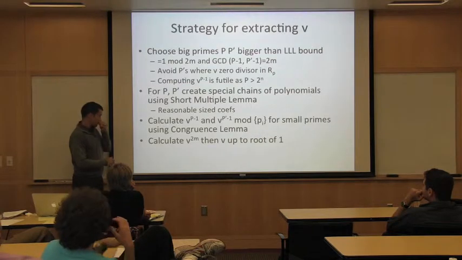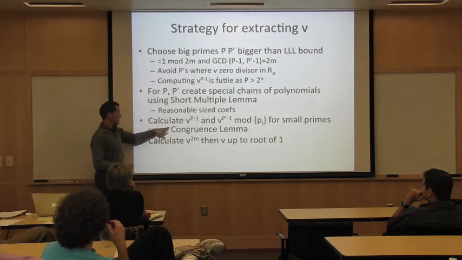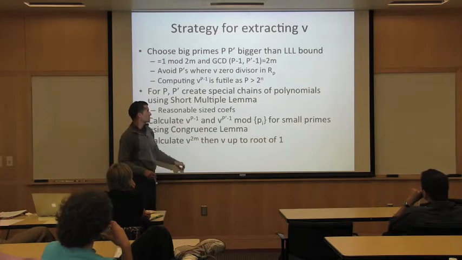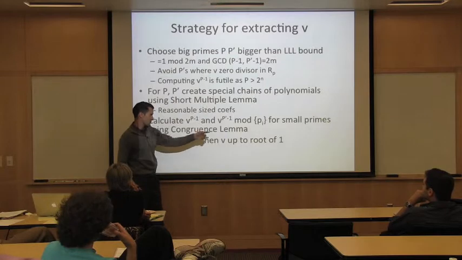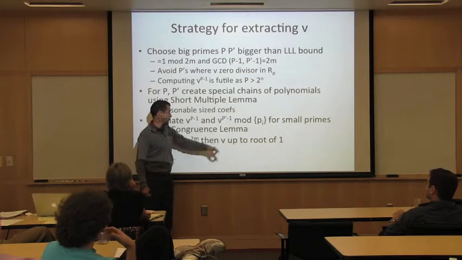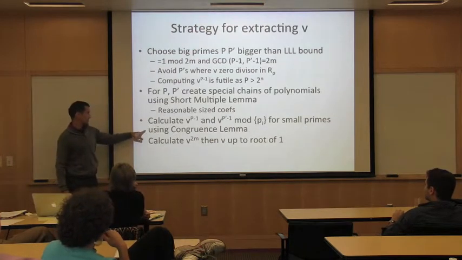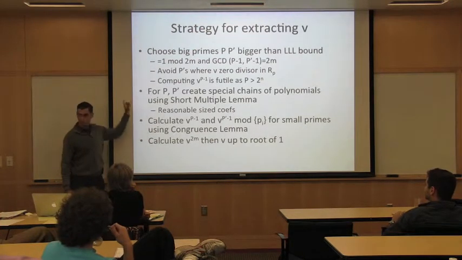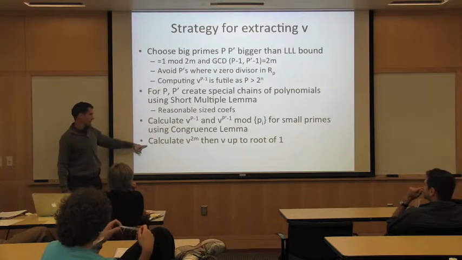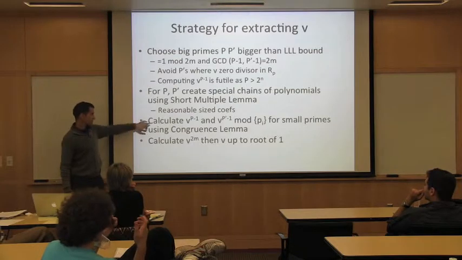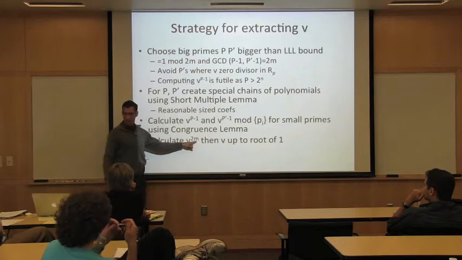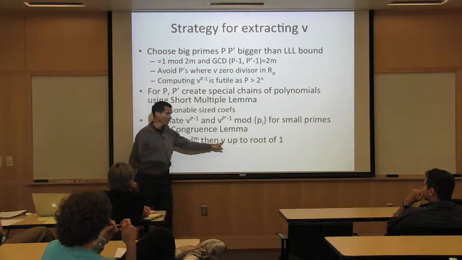Then I'm going to show you how you actually get v to the p minus 1 modulo any small prime you want, if you put a couple of conditions on it, and v to the p prime minus 1. We're going to do this using that congruence lemma that we went over, which is related to Fermat's little theorem. And then, as we said in the last slide, knowledge of these two things can give you v to the 2m. Then you take the root of v to the 2m and get v.